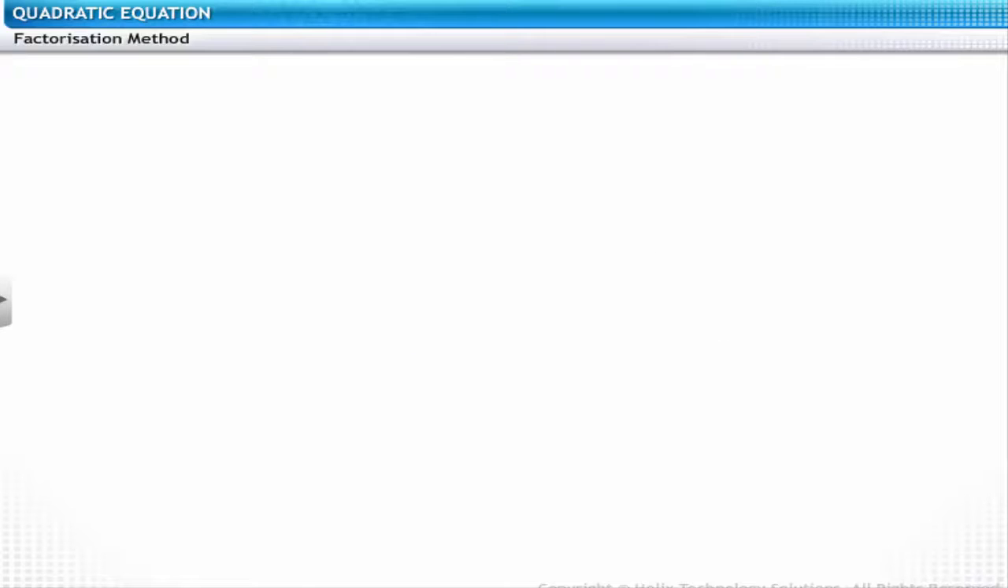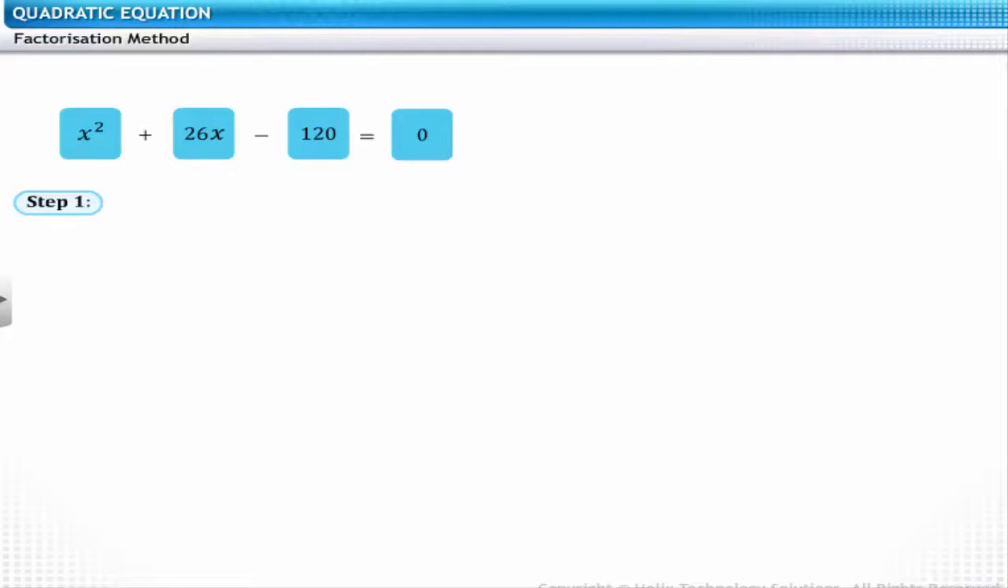Consider the quadratic equation x squared plus 26x minus 120 is equal to 0. To solve this problem, you need to find x in the quadratic equation. You can do this in a number of steps. Step 1. Multiply the first and the last term of the equation. The product of the first and the last term is equal to minus 120 x squared.